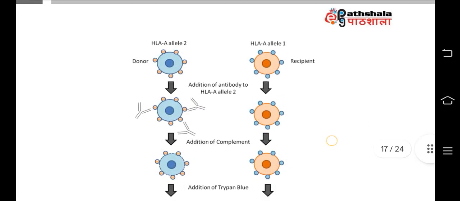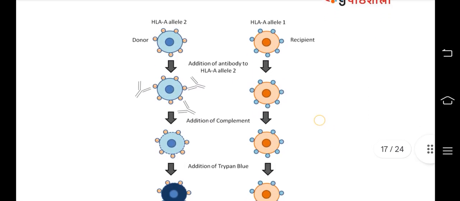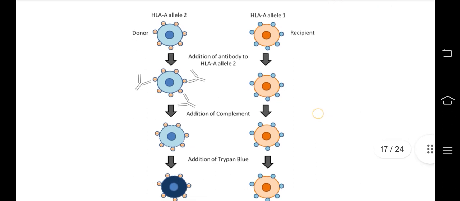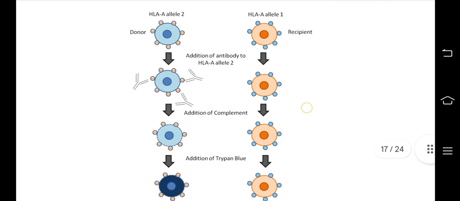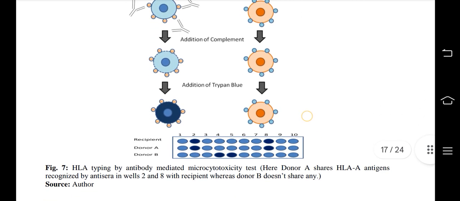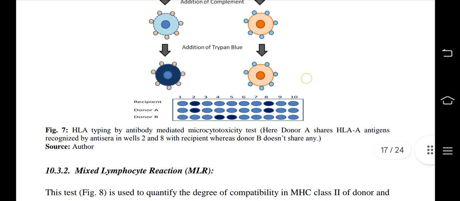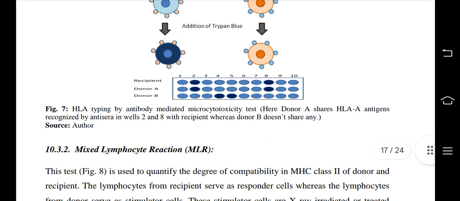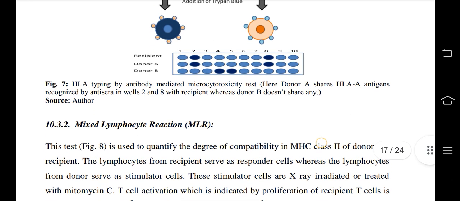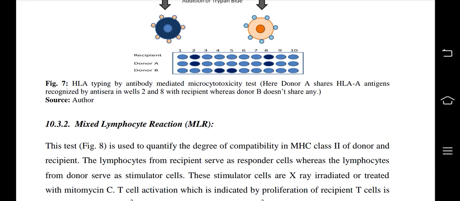HLA-A allele donor, addition of antibody to HLA-A allele, addition of complement, addition of trypan blue. HLA typing of antibody-mediated microcytotoxicity test. Here the donor A shares HLA-A antigens recognized by anti-sera in wells 2 and 8 with the recipient, whereas donor B doesn't share any.